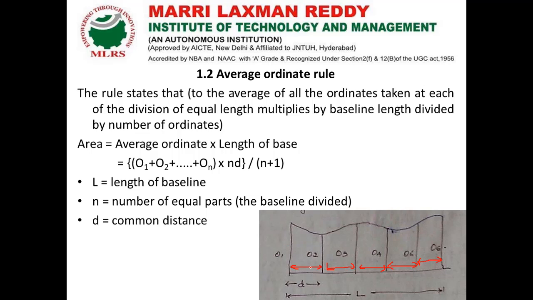So here n equal to 5 and d equal to the common distance. So the formula is O1 plus O2 plus O3 plus On into n into d, the whole divided by n plus 1. So this is the formula we are going to use to find the area using average ordinate rule.